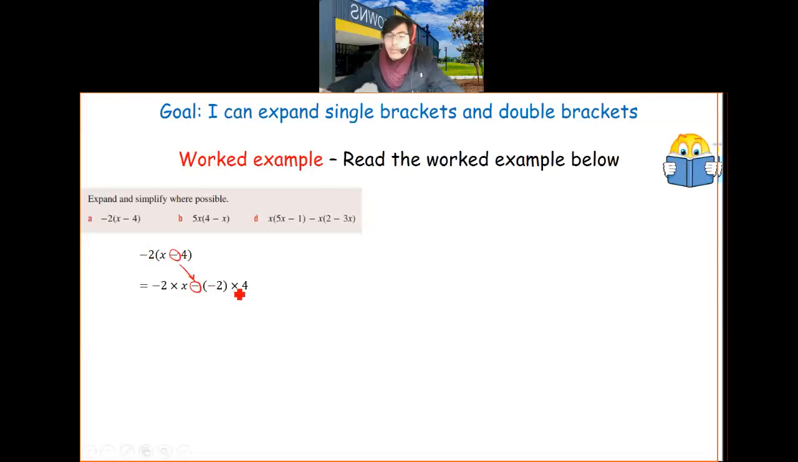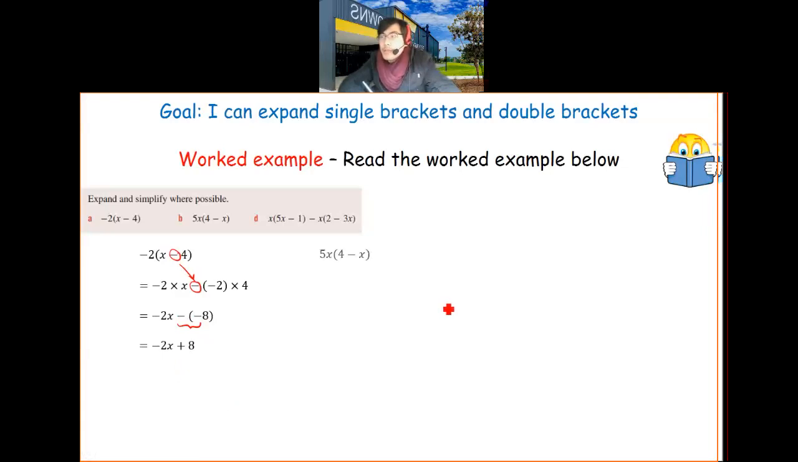So next, negative 2 times x gives you negative 2x. Now, negative 2 times 4, that is a negative multiplied by a positive, so we're going to get a negative as the answer. And 2 times 4 is 8, so we're going to get negative 8. So we have minus negative 8. Now, because we have two negatives together, or you can think of this as subtracting a negative number, that's the same as adding. So the answer we have is negative 2x plus 8.